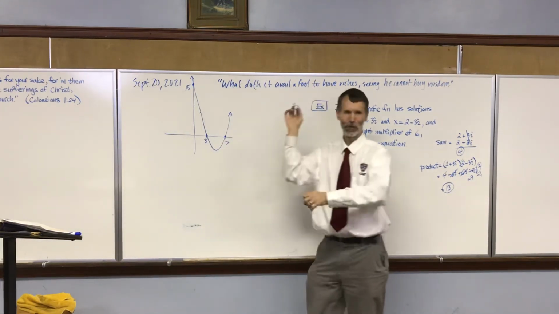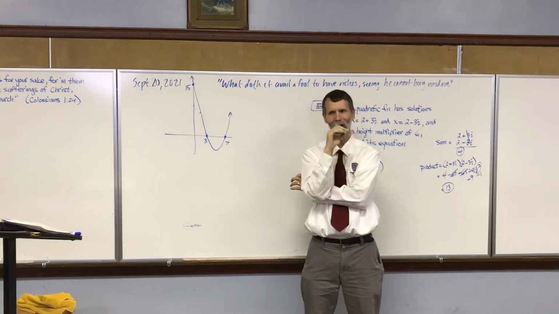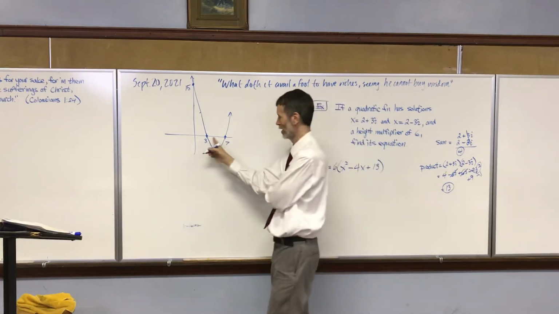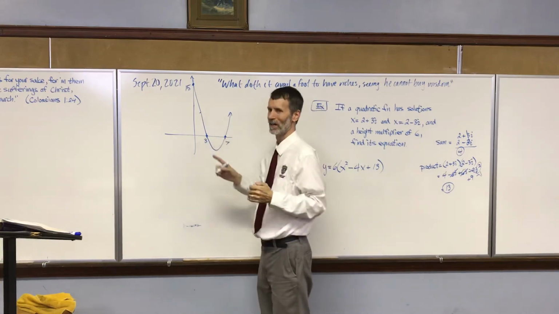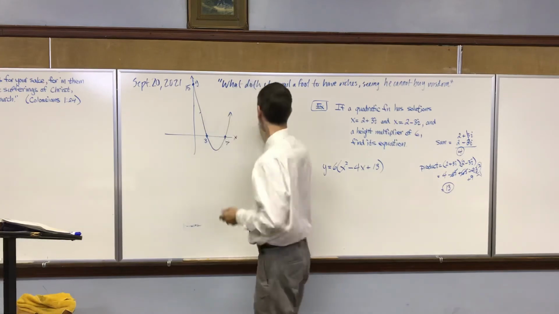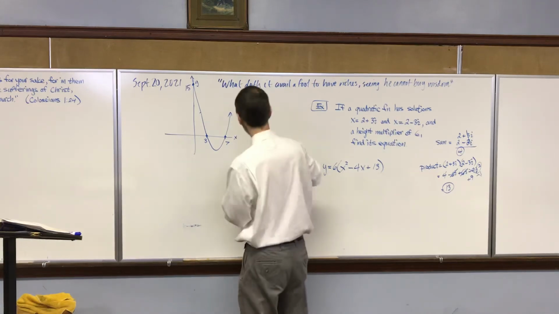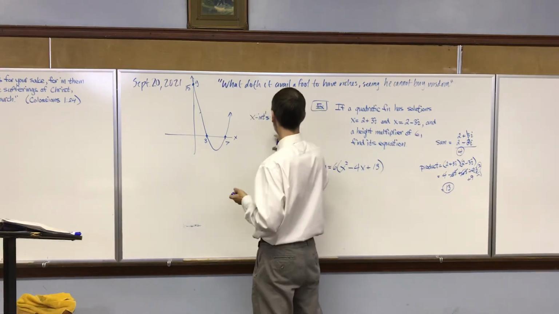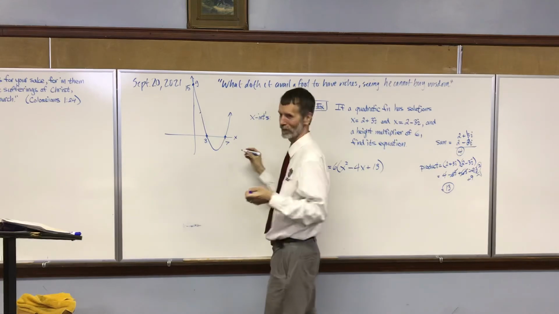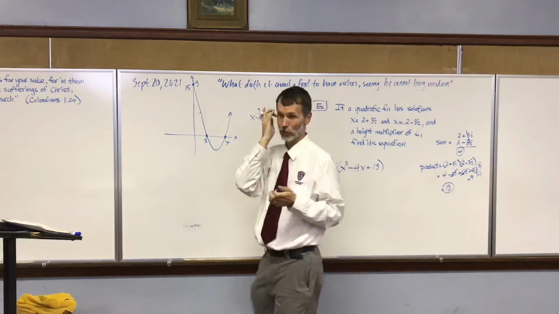What are the names of those special points? I mean, what are these called? X-intercepts. What's another name for x-intercepts? Yeah, solutions, roots, etc. The x-intercepts are x equals 3, x equals 7. Those are also solutions.